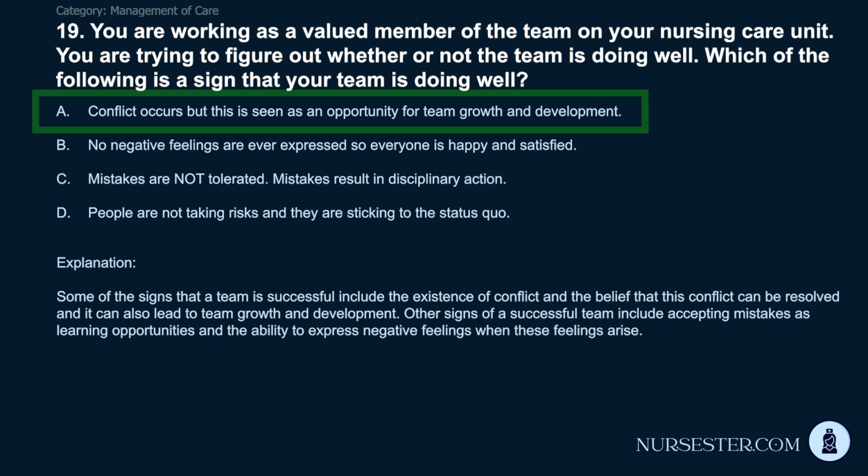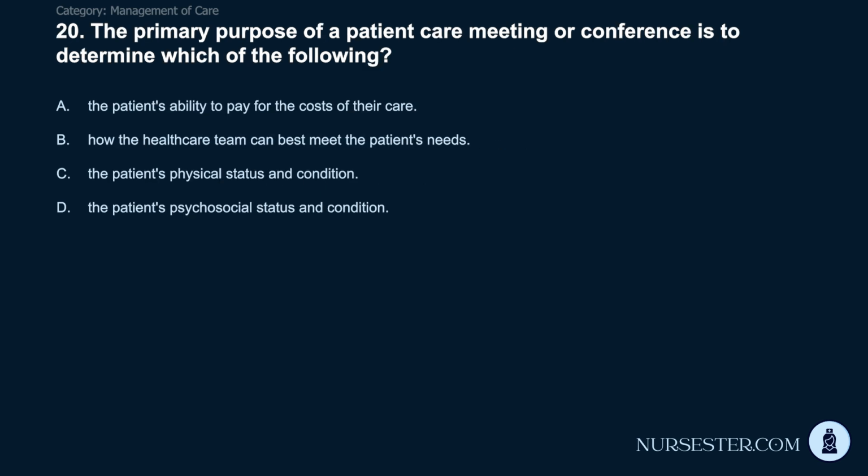20. The primary purpose of a patient care meeting or conference is to determine which of the following. A. The patient's ability to pay for the costs of their care. B. How the healthcare team can best meet the patient's needs. C. The patient's physical status and condition. D. The patient's psychosocial status and condition.